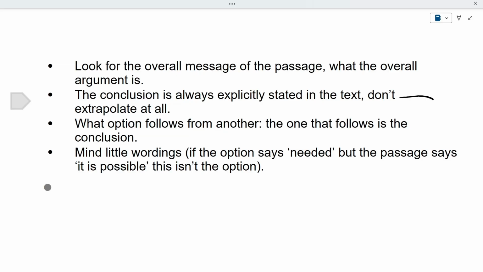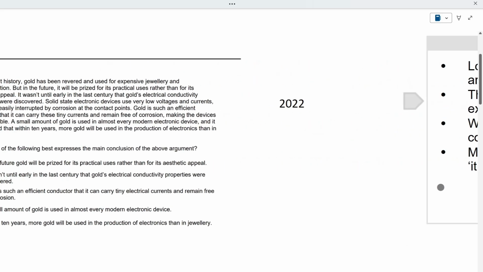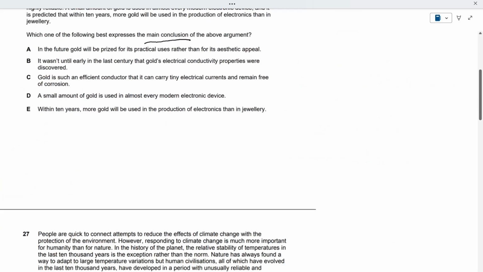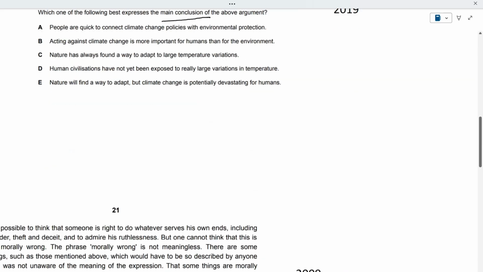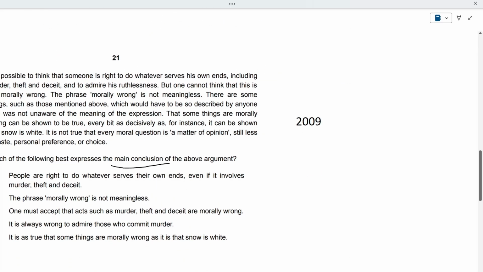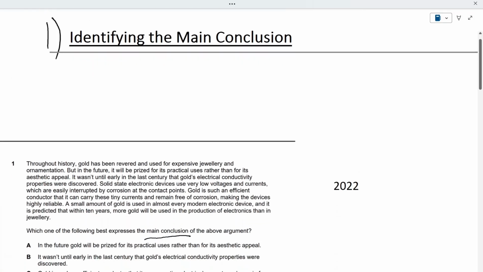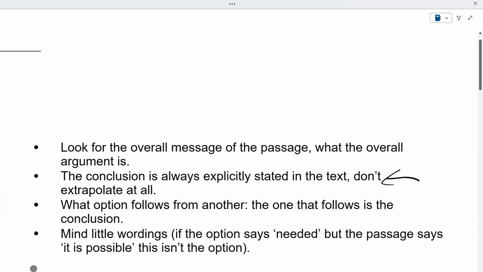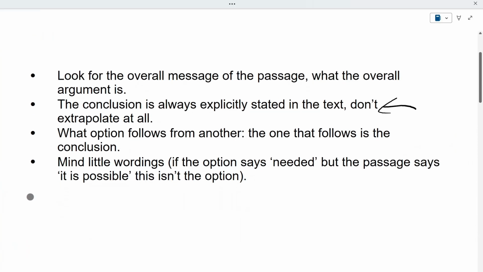But this is the most important for this type of question, because later on we're going to look at drawing conclusions from the passage, which means that the conclusion is not explicitly stated. But for this type of question, where it asks for the main conclusion in any way, it doesn't use the word draw. The conclusion is explicitly stated in the passage. It is there. So any option which is not in the passage, you can cross out straight away. And you want to do these by process of elimination. Straight away cross it out. The conclusion is always explicitly in the text.